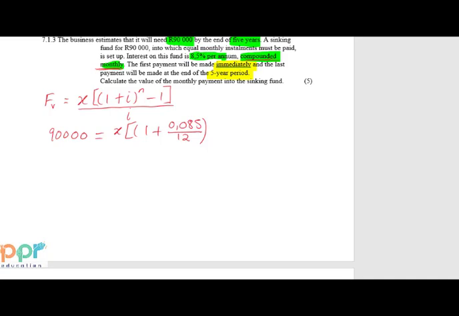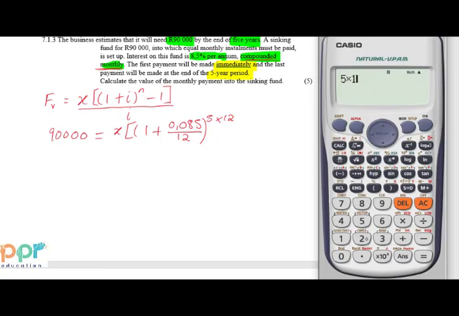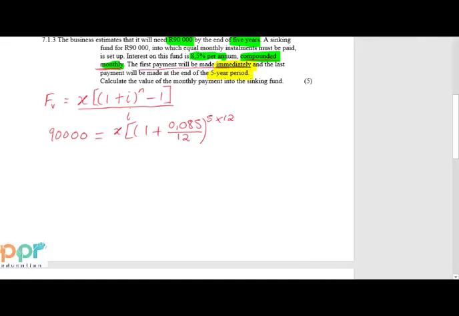All raised to the power of 5 years multiplied by 12 months. So 5 times 12 gives you 60. Now what they are saying here is that the first payment will be made immediately, which means plus 1 month, because the last payment will also come in at the end of the period, so there is one extra month for the monthly payments. Then minus 1, all divided by the interest rate of 0.085, all divided by 12 months.